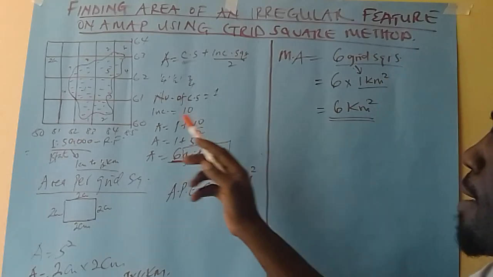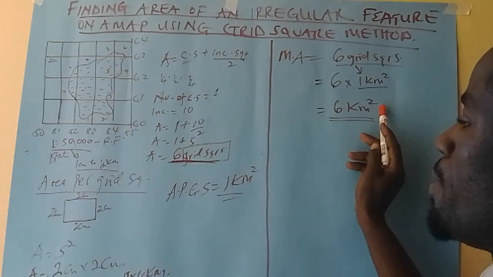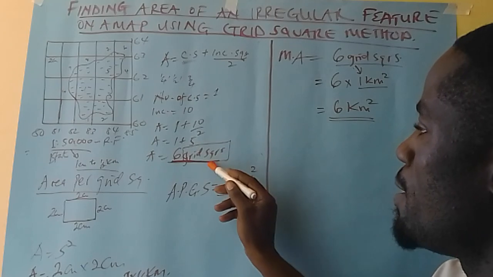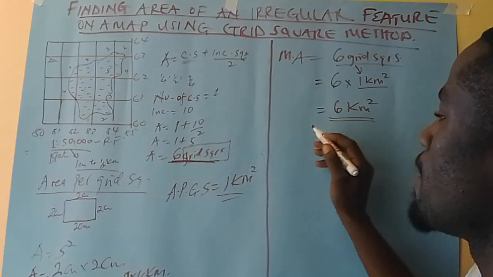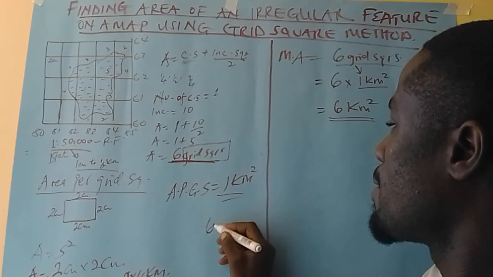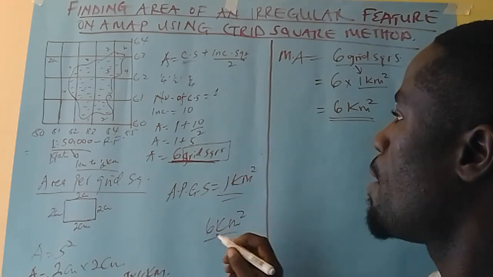The area that is covered by our seasonal swamp is 6 kilometers squared. Some students have a tendency of just getting the grid squares here. They know that here we always get 1 kilometer squared and they say 6 kilometers squared. No, you have to measure.